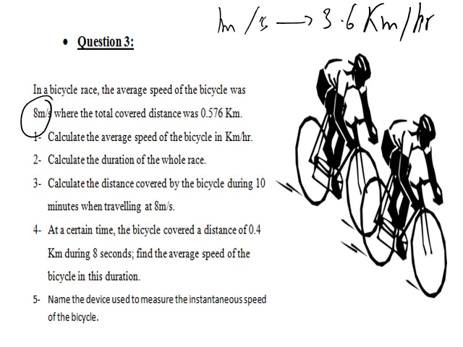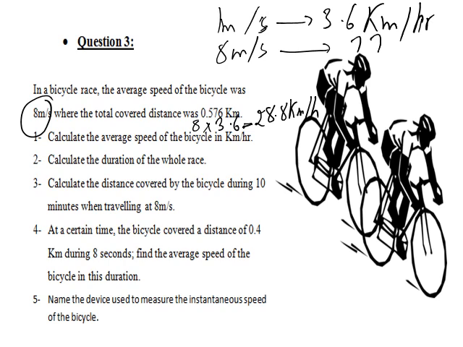Okay? Here, 1 meter per second. If you have 8 meters per second, it gives how much in kilometer per hour? So it's 8 times 3.6, which is equal to 28.8 kilometer per hour. Calculate the duration of the whole race.